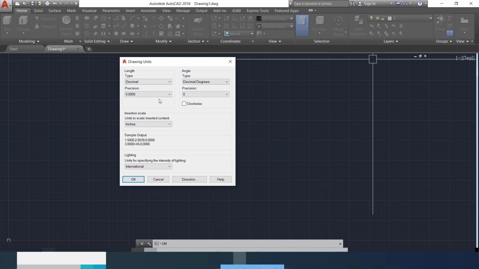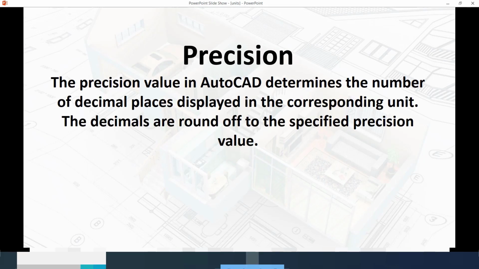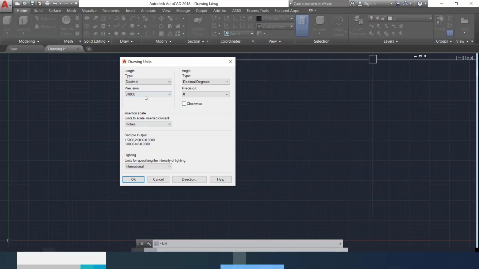Now let's discuss the precision. The precision value in AutoCAD determines the number of decimal places displayed in the corresponding unit. The decimals are rounded to the specified precision value. It means it is used for rounding the value. After the point, how many numbers you want. So in building, we will select the third one, or for smaller values or smaller designs you can select the last one. And the same is for the angle precision. You can see the example here, 45. So the first one is okay.